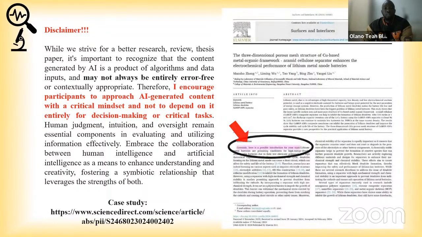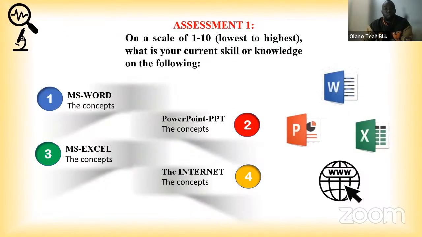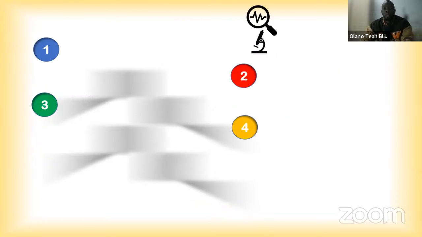We also got feedback from you as to your knowledge on these different products or services. Regardless of whatever you are doing, you need to have the basics on just the operation of these things, most especially Microsoft Word, PowerPoint, and the internet. You need to have the basic knowledge about them. And we tried to ask for your level, on a scale of 1 to 10, with the lowest and the highest values.